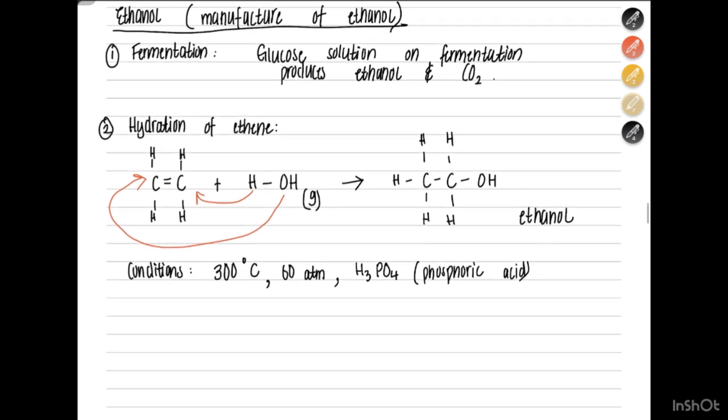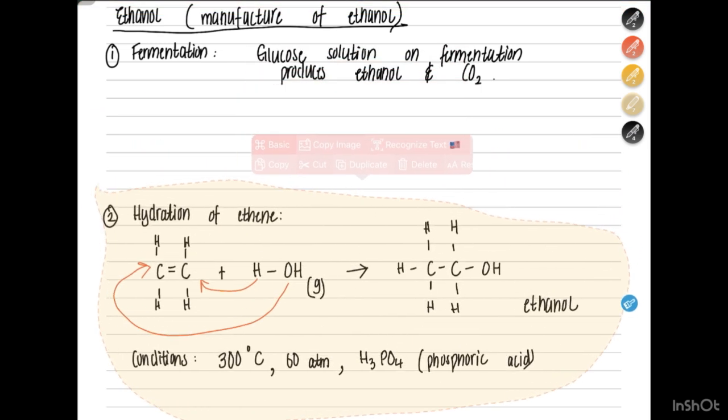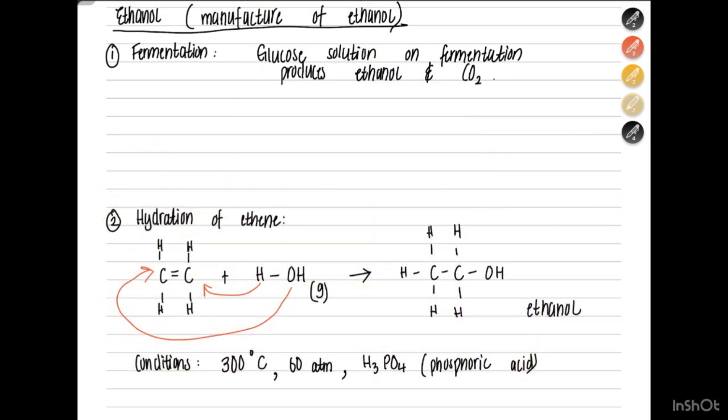Before we move on, I want to talk about conditions of fermentation. To do that, of course, yeast is necessary. Yeast must be present. Conditions are yeast, and then an optimum temperature of 37 degrees Celsius. That means it can occur at other temperature as well, but it's going to be really slow. At 37 degrees Celsius, the rate of reaction is going to be the highest.